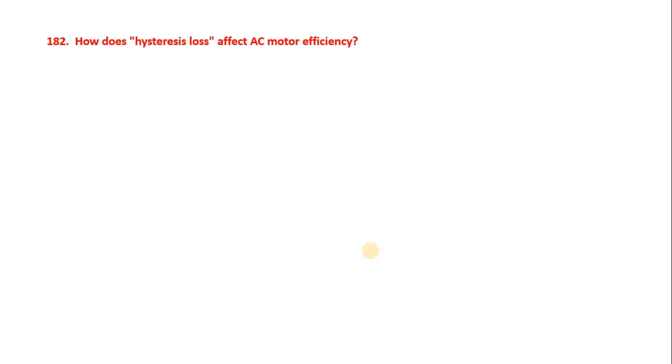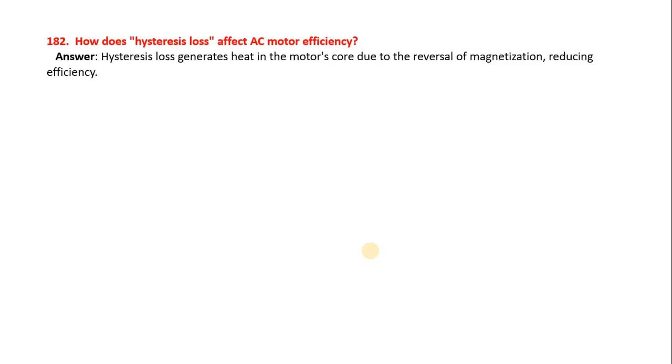How does hysteresis loss affect AC motor efficiency? Hysteresis loss generates heat in the motor's core due to reversible magnetization. What is synchronous condenser operation and its role in motor operation?